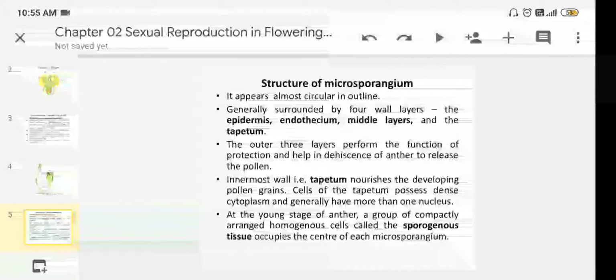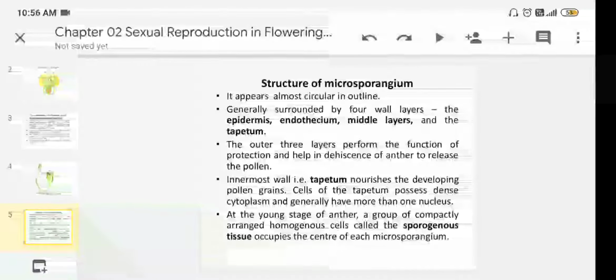Structure of microsporangia. It appears almost circular in outline, generally surrounded by 4 wall layers. Means there are 4 layers of cells which form its wall. These are the epidermis, inner to that the endothecium, then the middle layers, and the last one is the tapetum.